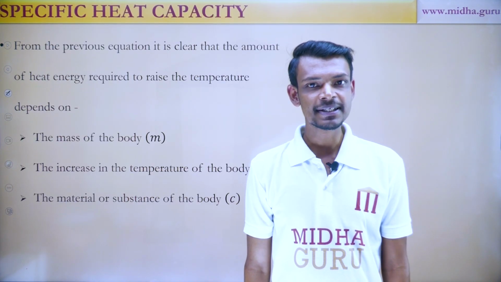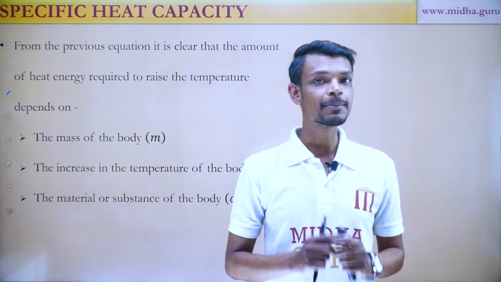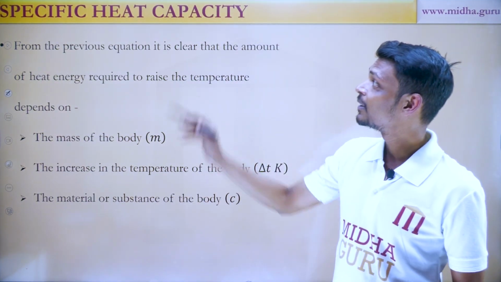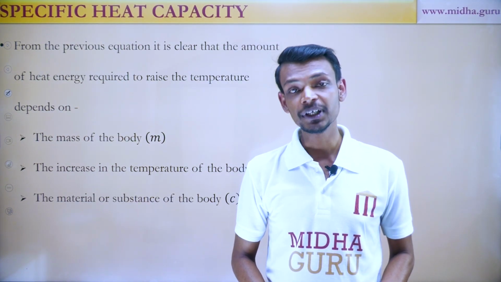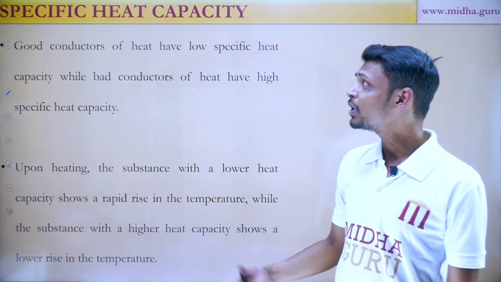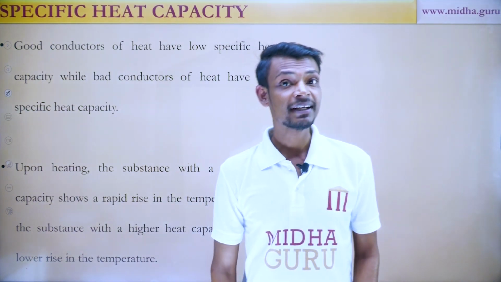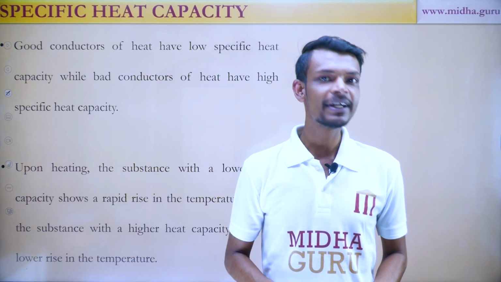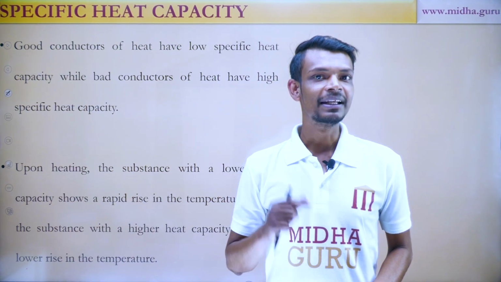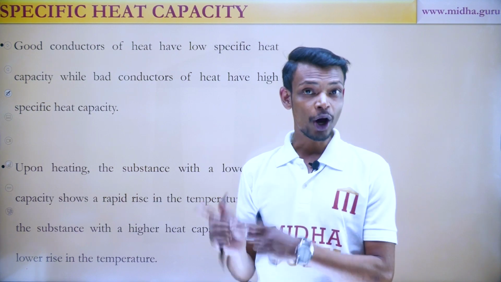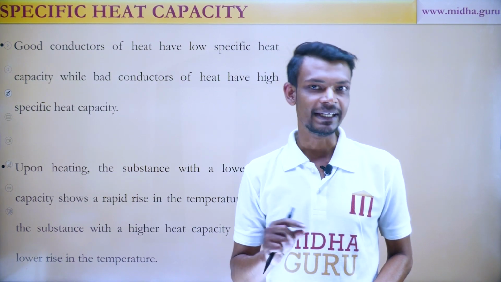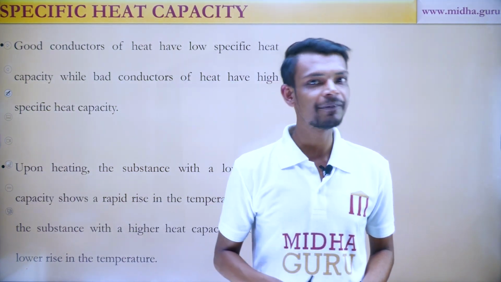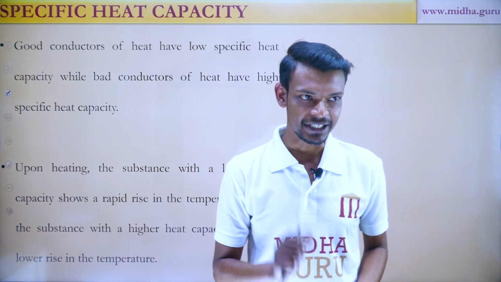Next, we are going to understand how we will identify whether a substance is a good conductor of heat or a bad conductor of heat, just by looking at the specific heat capacity of the material. Now, if it is a good conductor of heat, then it would have low specific heat capacity. In other words, the amount of heat supplied to a body is less. Then we say that that object is a good conductor of heat. And if the amount of heat supplied to a body of unit mass is very high, then we say that it is a bad conductor of heat.